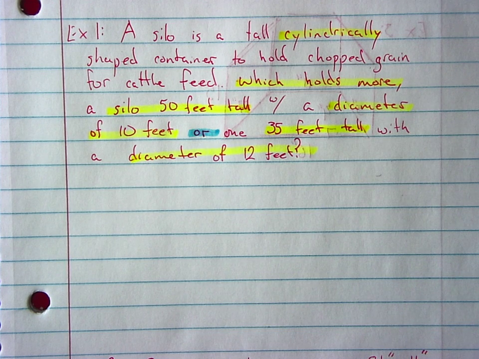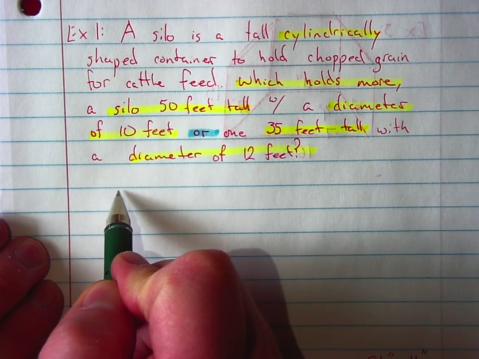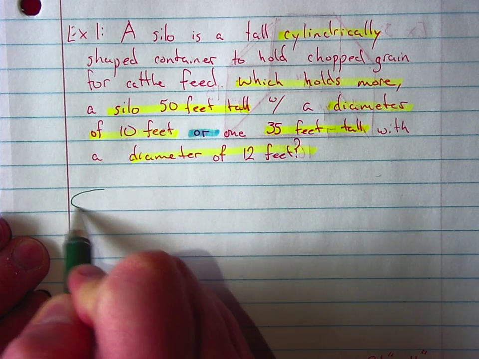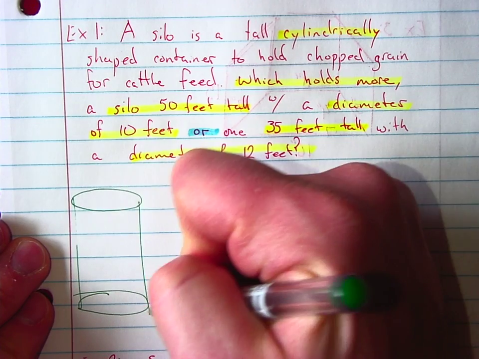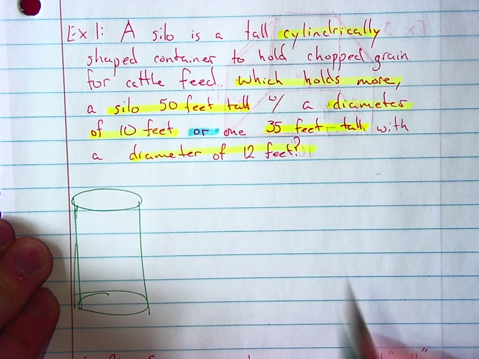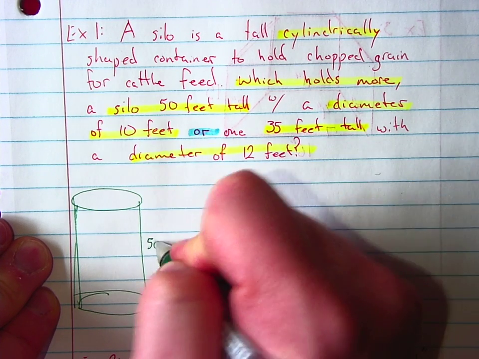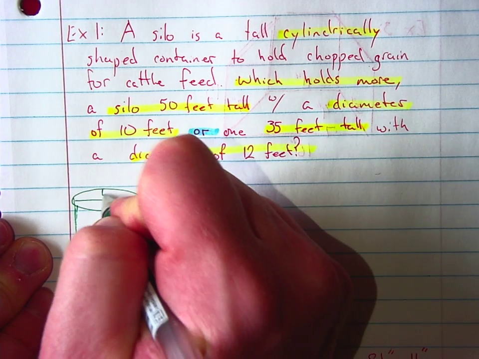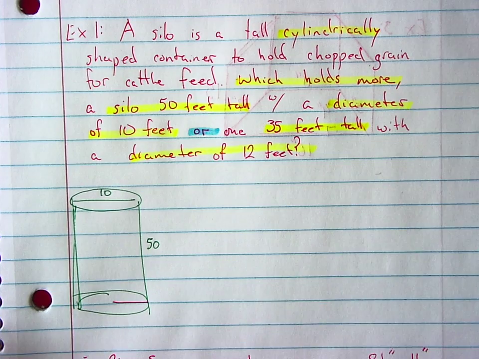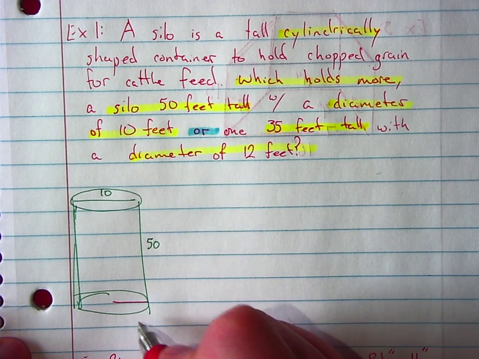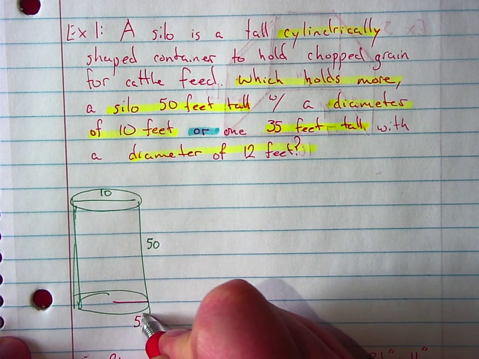Okay, so let's think about this. Pictures would not be the worst thing in the world. So here's silo A. How tall is it? 50 feet. The diameter is 10 feet. Thinking about it, the radius then has to be how many feet? 5 feet.